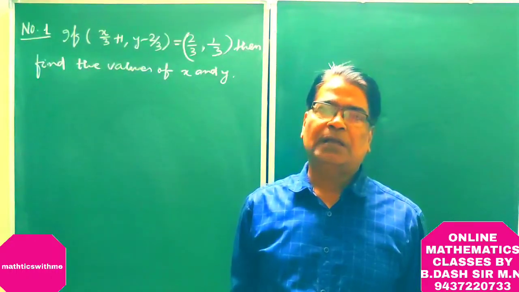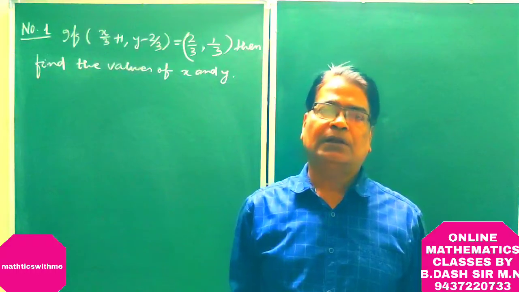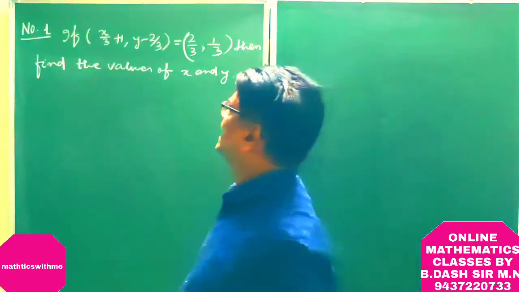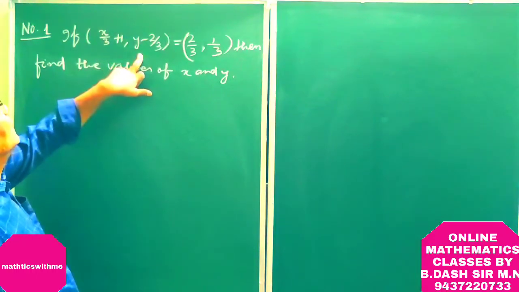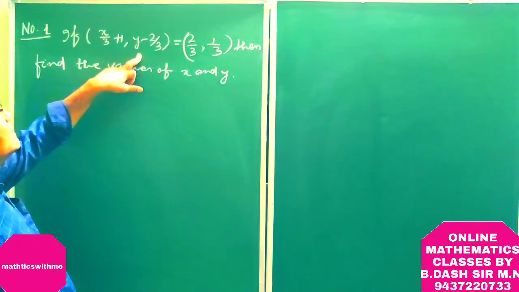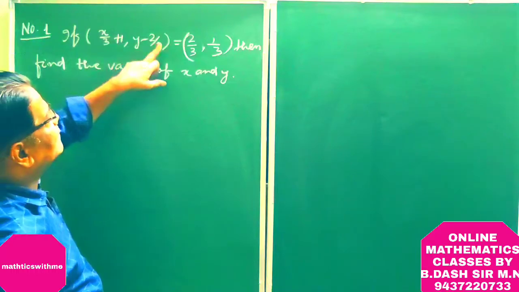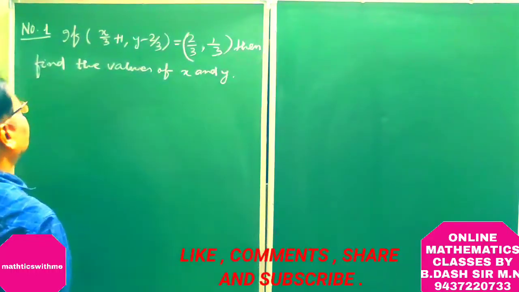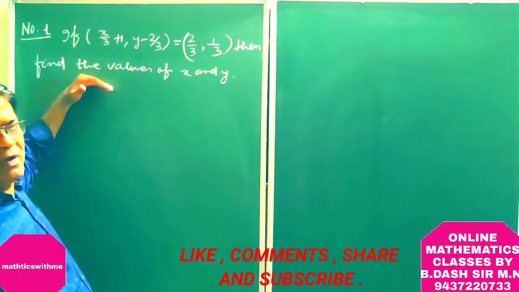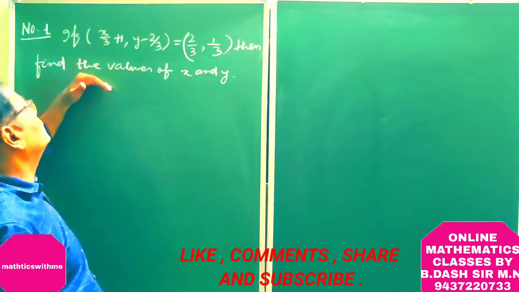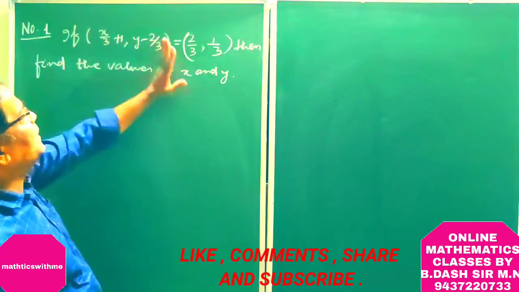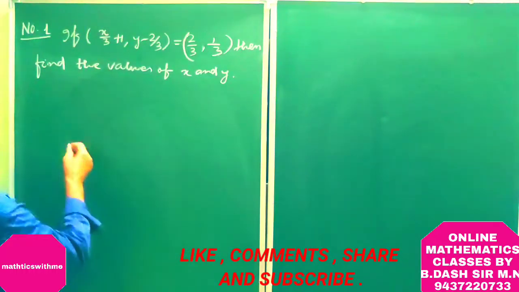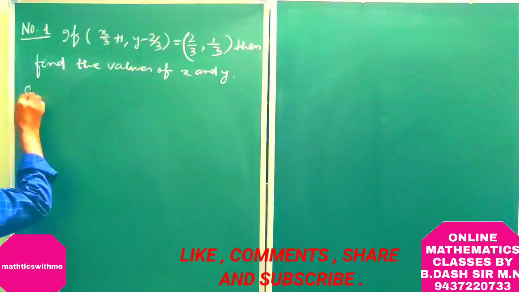Let us proceed to the next topic. Now let us solve problems based on product of sets. If the ordered pair (x/3 + 1, y - 2/3) is equal to (2/3, 1/3), then find the values of x and y. We know two ordered pairs are equal means the corresponding elements are equal. Solution.